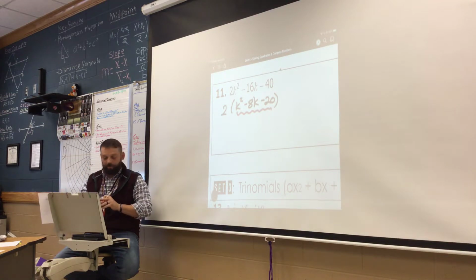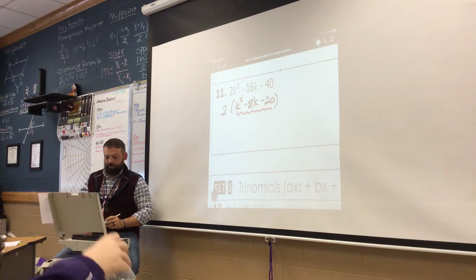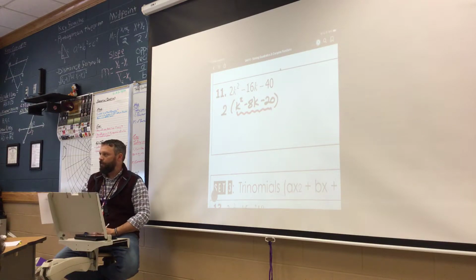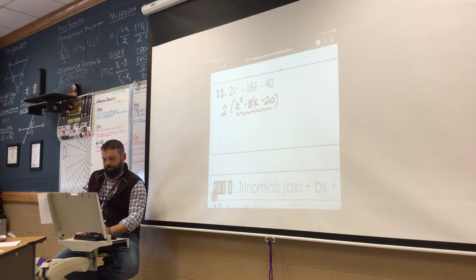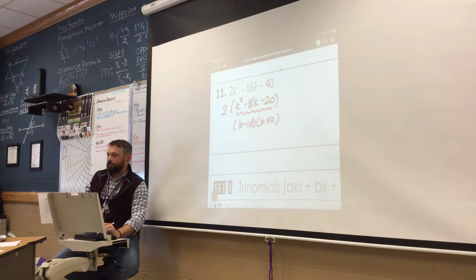All right, so multiplies gives me negative 20, adds to give me negative 8. 4, 20, 8. Okay, so 5 and 4 won't work. What other options have we got? 2 and 10. Now 4 and 8 will give you 32. But 2 and 10? Negative 10 and 2. Okay, so that gives me negative 8, multiplies gives me negative 20.